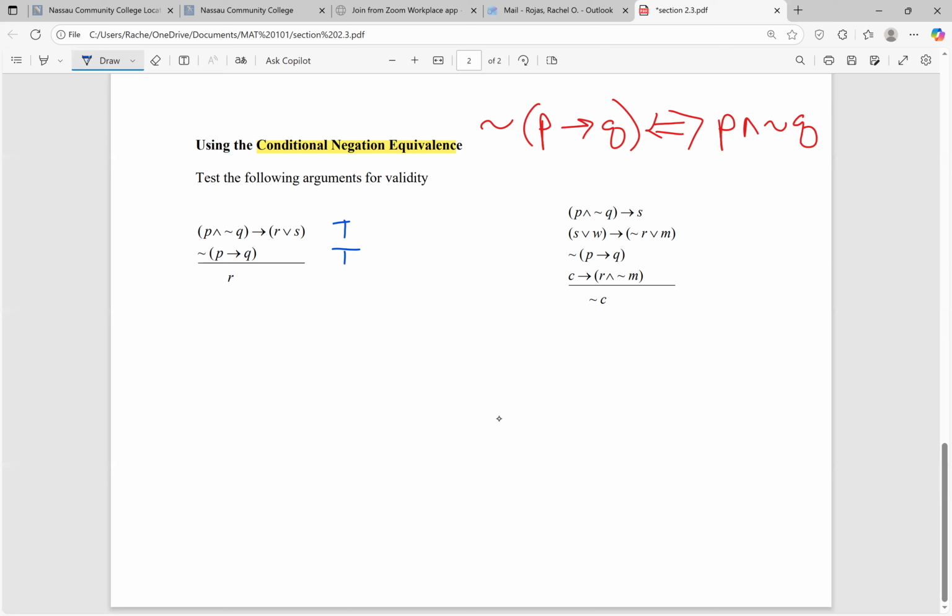But I see a conditional statement. You see how we have P implies Q, and I see it's being negated. So I'm thinking, okay, we're negating a conditional. What would that be equivalent to? Well, that would be equivalent to P and not Q. That's the negation of a conditional, and we have that right here. So these two statements are equal in terms of their truth value. So if not (P implies Q) is true, then that means P and not Q is true because they're equivalent.